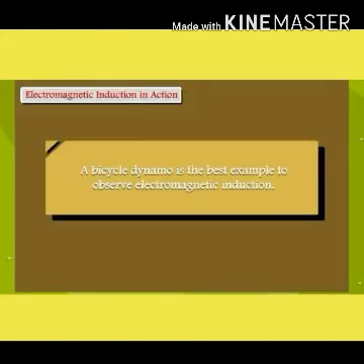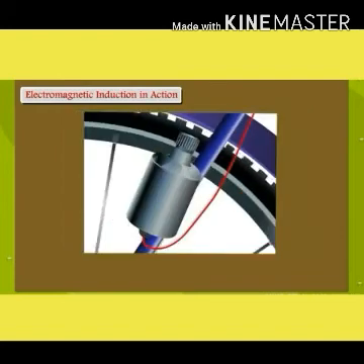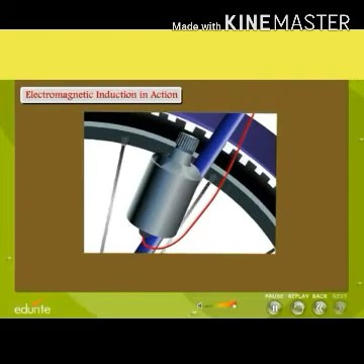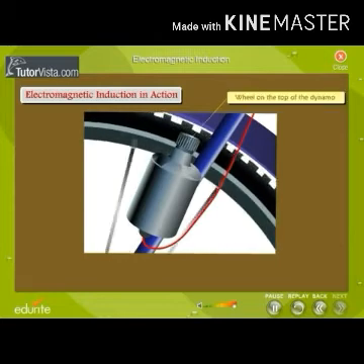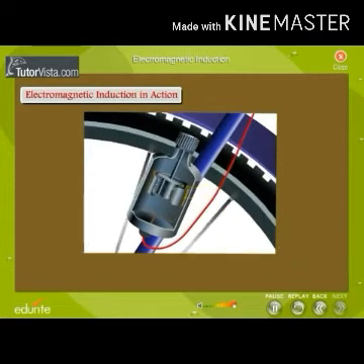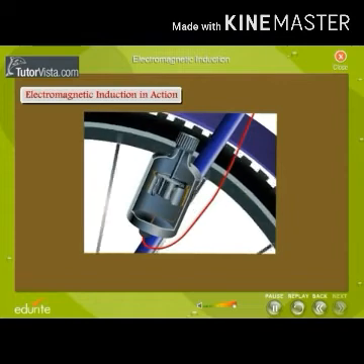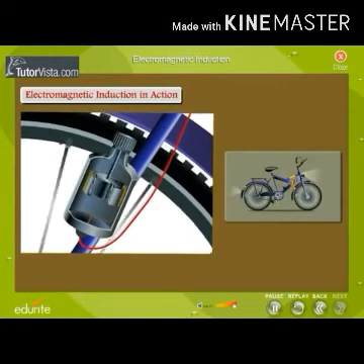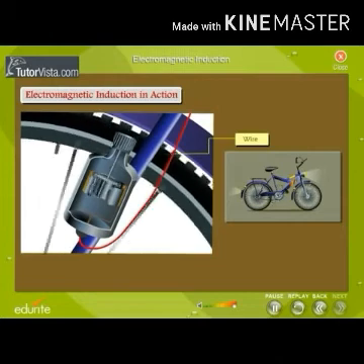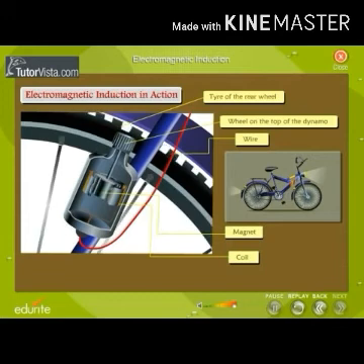A bicycle dynamo is the best example to observe electromagnetic induction. A bicycle has a dynamo which rubs against the tire of the rear wheel. As the bicycle moves, a wheel on the top of the dynamo turns a magnet inside a coil. This results in a change in the magnetic field. As a result, an EMF is induced. This current is carried by wires to the front and the rear lamps.